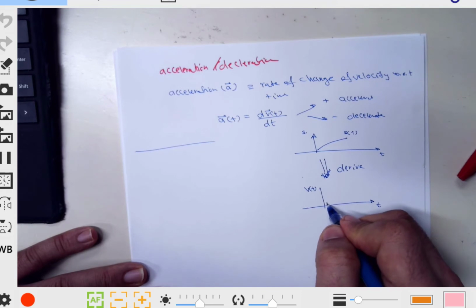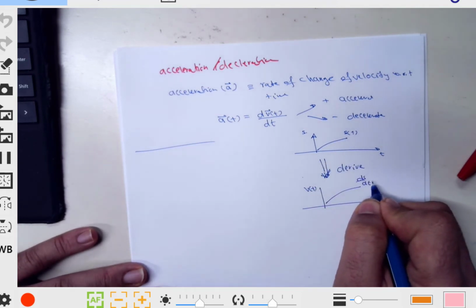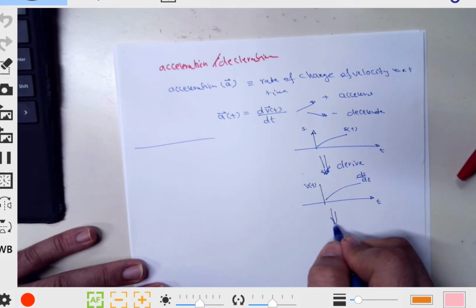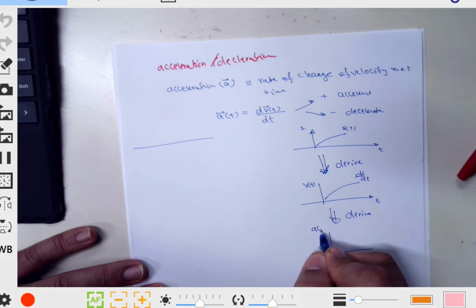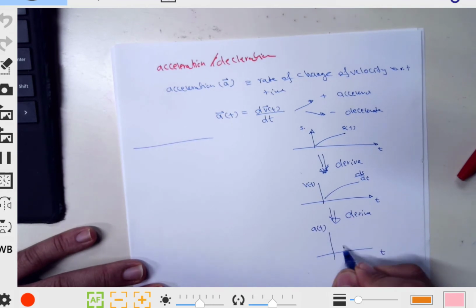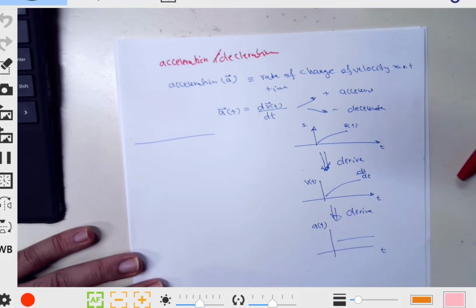So this is a derivative of that, ds over dt, right? And derive again, and you're going to get what? The acceleration. Something like that. I mean, arbitrary, let's just say like that, okay?